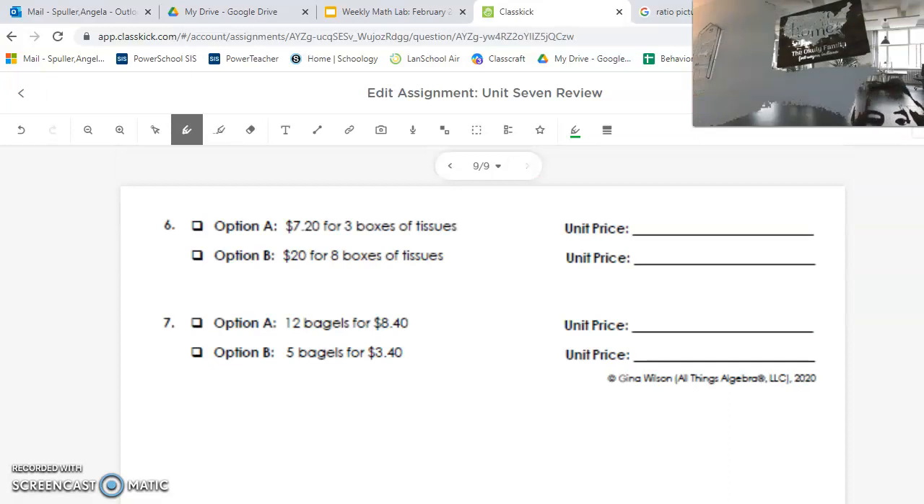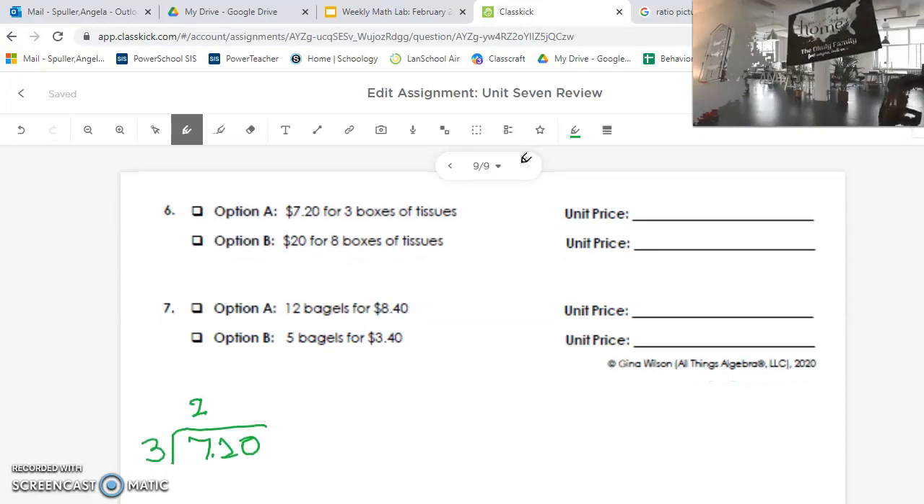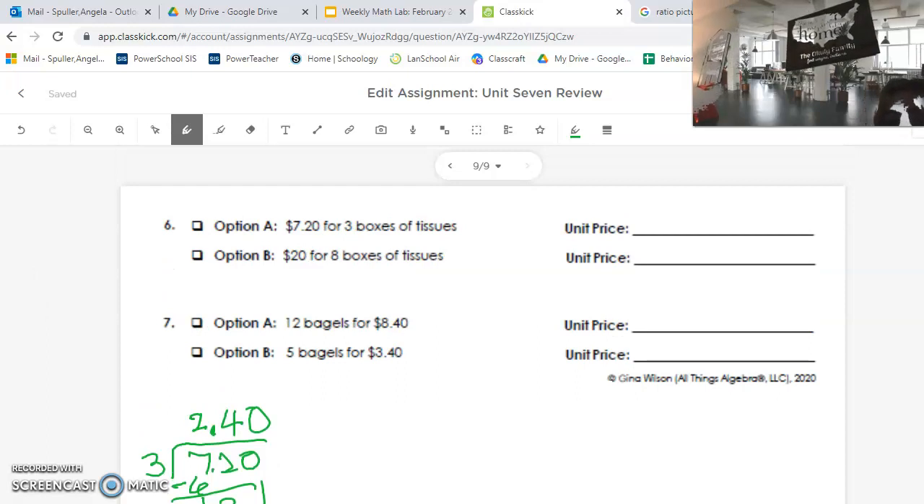All right, last one. Here we've got some comparisons. So we've got to figure out what the unit price of each one is and decide if option A or B is better. Well, if I have 720, and I'm going to go down here because it's easier, divided by 3. Well, 3 goes into 7 2 times. That gets me 6, gets me 1. Bring down my 2, bring my decimal, it goes in there 4 times. 4 times 3 is 12. Bring down the last 0. 3 goes into that 0 times. So its unit price is $2.40.